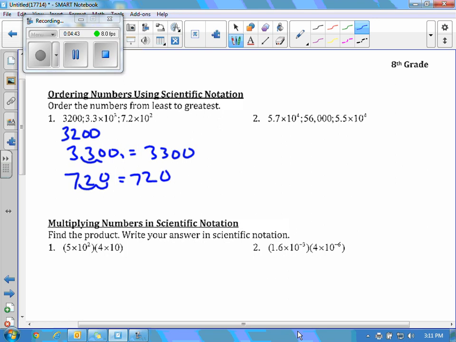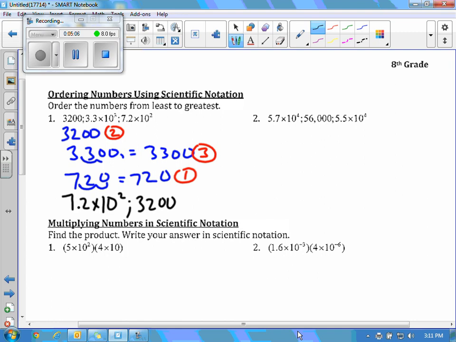So I need to put them in order from least to greatest. My smallest number is going to be 720, then 3,200, then 3,300. When you actually write them out, you need to put them back in the form they came in. So 720, I need to write as 7.2 times 10 to the second. Then 3,200 was already written as 3,200. 3,300 was written as 3.3 times 10 to the third. And then I'm done there. Number 2, I will leave up to you guys.